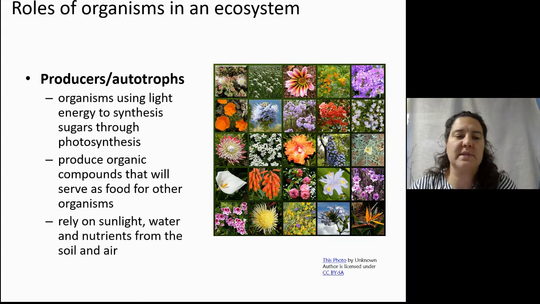Now, these are organisms that use light energy to synthesize sugars through photosynthesis. So, autotroph really means self feeder. Producers produce organic compounds that will serve as food for other organisms, whether it's leaves, berries, roots, or shoots. They rely on sunlight, water, and nutrients from the soil and the air.